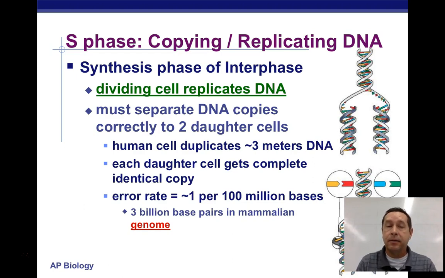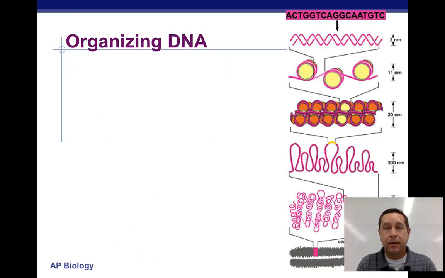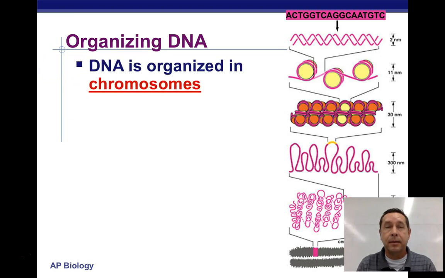So our cells actually have mechanisms for making repairs to mistakes made in copying the DNA. So again, in a typical human genome, error rate of 1 per 100 million, that's 30 errors per cell cycle. That can lead to mutations. If it's in the body cell, it can cause problems like cancer. So to keep the DNA organized during mitosis, one of the things that has to happen is the DNA has to get organized into the chromosomes.